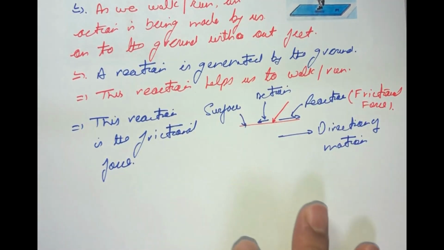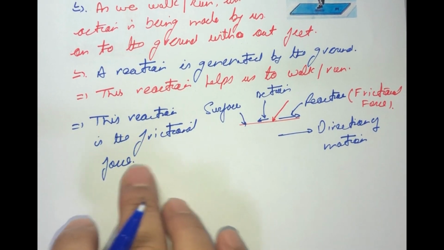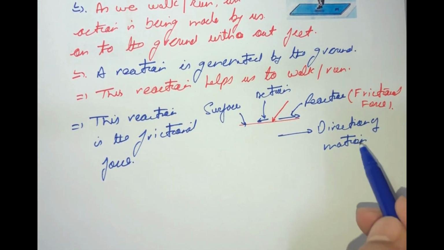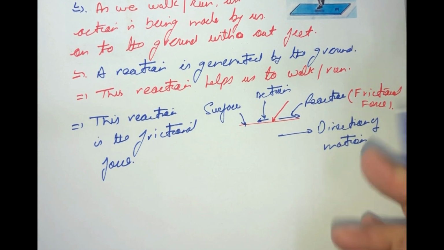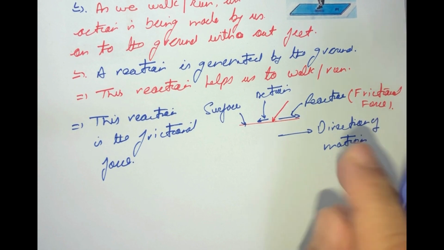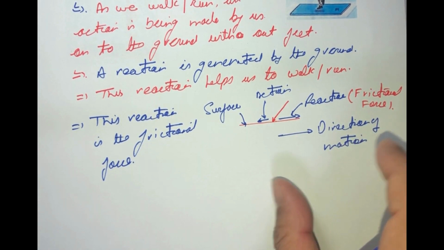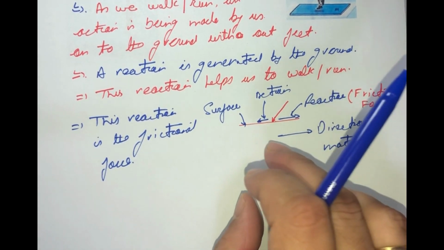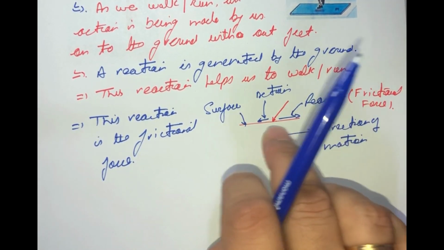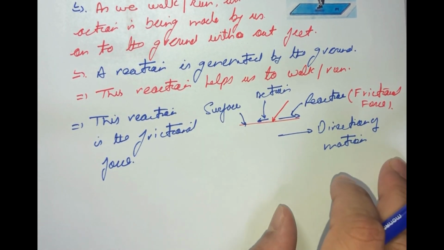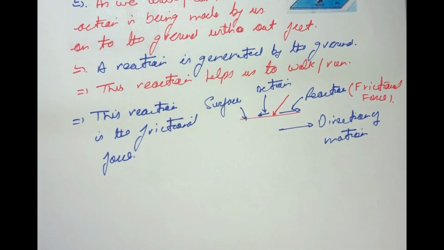Now we already found out in which direction the frictional force will act. You can see from here the direction of the motion is towards the right. Consequently, the frictional force will also be towards the right, because we are making an action towards the left and the friction is going to help us move forward. That's why the frictional force will be acting towards the right side.